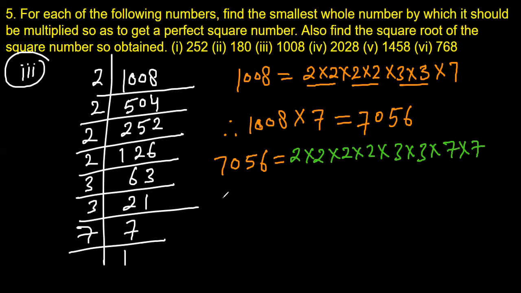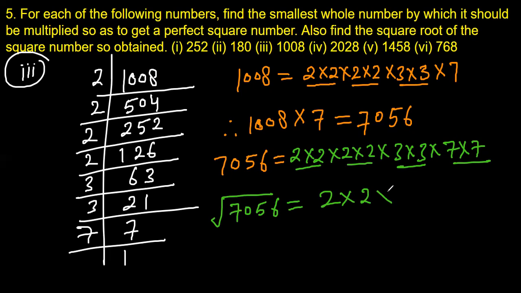Therefore the square root, when you put square root over here, 7056, and then you write 2 one time, one time, one time, one time. Yes, you take one factor out of every pair. 2 to 4, 4 3s are 12, and 12 into 7, 12 7s are 84. Okay. Likewise, we can take all these numbers.